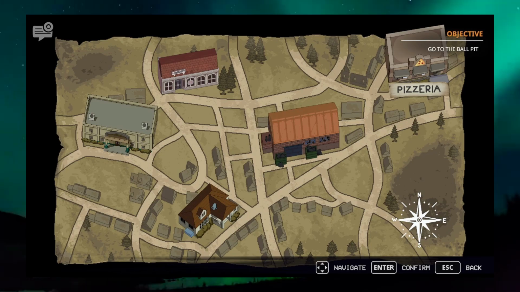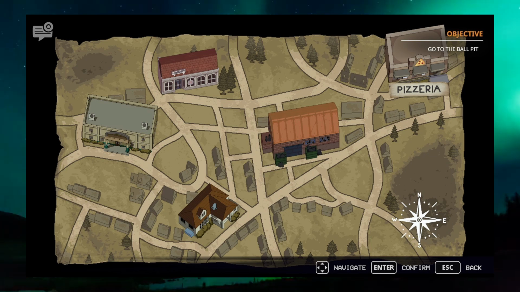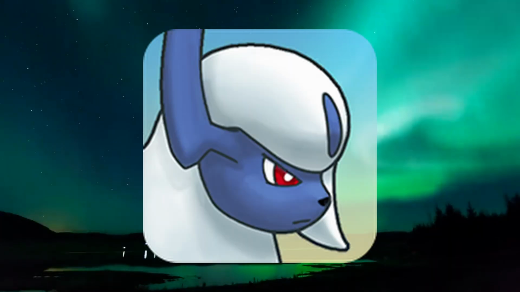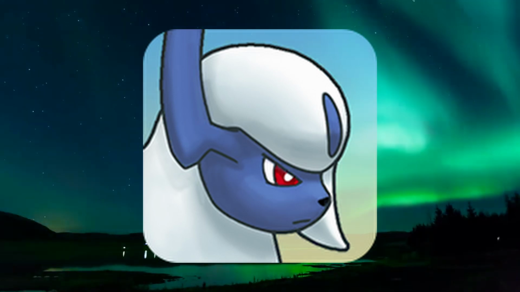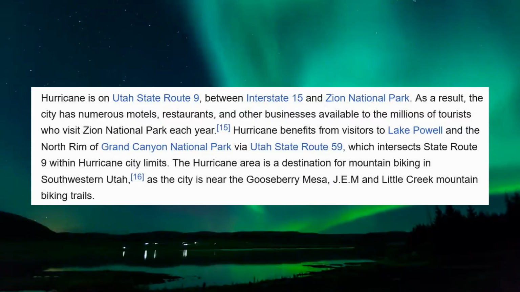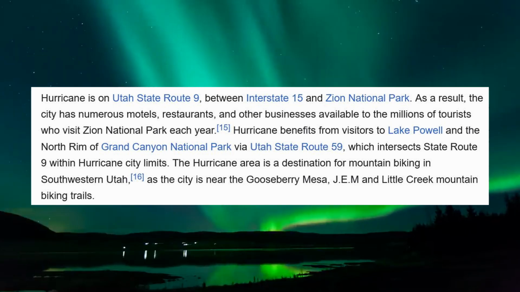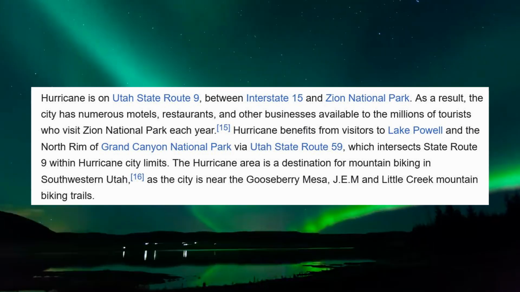Then there's the matter of determining if Oswald's town is Hurricane, Utah. Before Into the Pit was woven into the Stitch line, I was convinced that Into the Pit was in-universe fiction. And part of that is that Hurricane is a tourist town due to its proximity to Zion National Park. This isn't deep Hurricane lore, it's right there on the Wikipedia page.